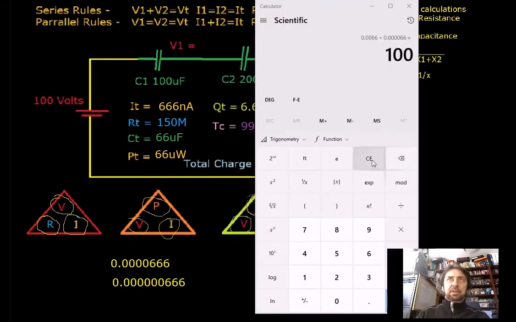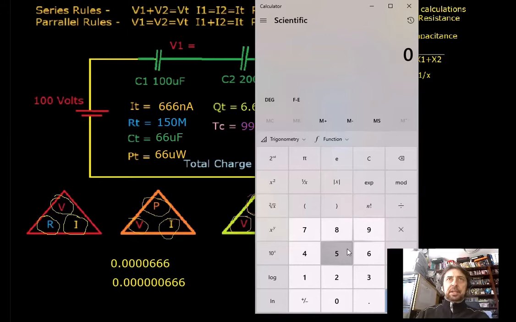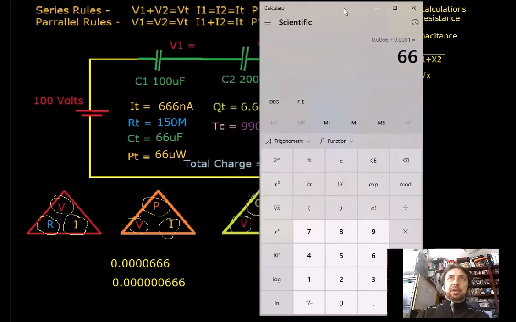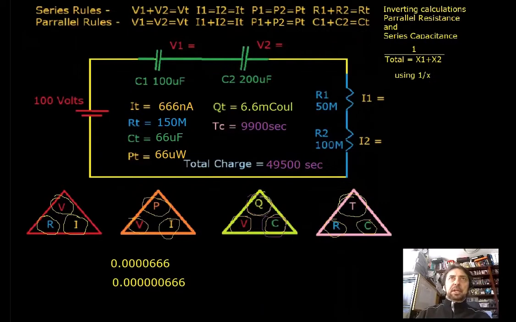Now let's have a look at the voltage drop over this particular capacitor here, which is 100 microfarads. So again, we get 6.6 exponential -3. Now we've got millicoulombs, and we're going to divide that by 100 exponential -6 microfarads. What that should equal is 66 volts. So again, the voltage drop over that particular capacitor is 66 volts, and we can write that in now as well.